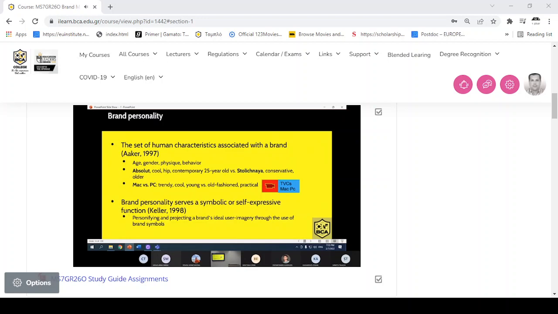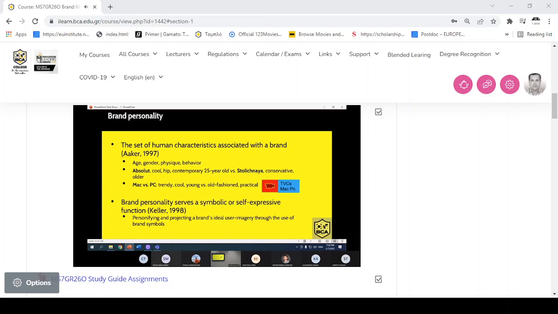And finally, brand personality. This is the set of human characteristics that are associated with the brand. This is not David Aaker, but in a way it's still the same because it's his daughter, Jennifer Aaker. Jennifer Aaker created one of the most famous brand personality models in the academic literature, and it has also been applied quite extensively in the practitioner's world.